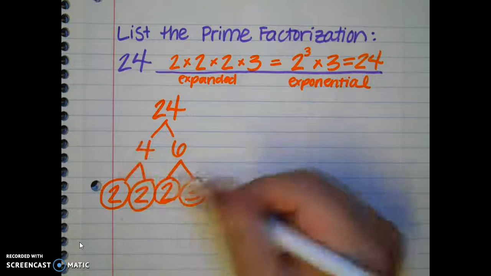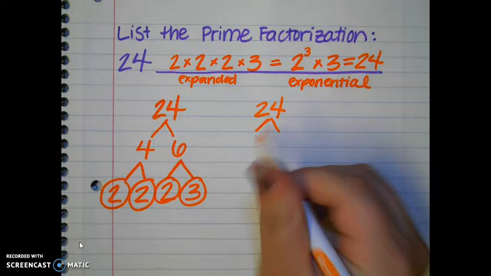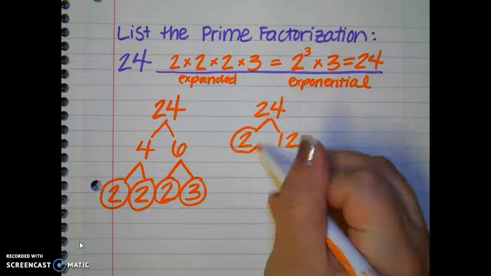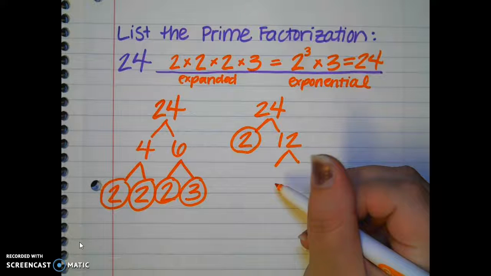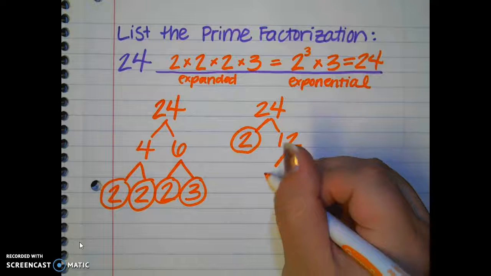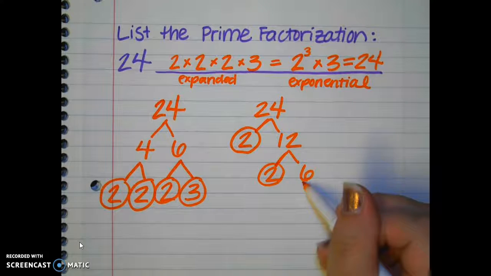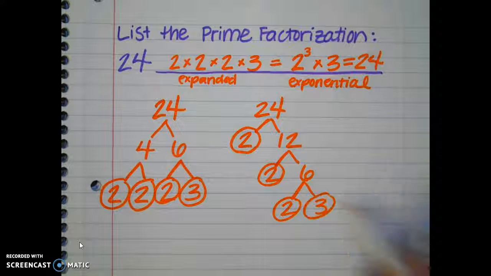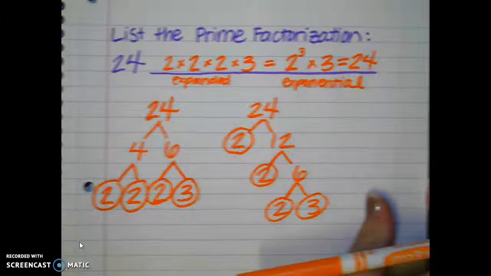Alright? Don't forget, there are more than one way to do this. So you could have also done 2 times 12. Alright, 2 is prime, 12 isn't. We could have broken that down. 2 times 6. 2 is prime. And then broken down the 6, 2 and 3. That gave us the same exact answer. 2 times 2 times 2 times 3.